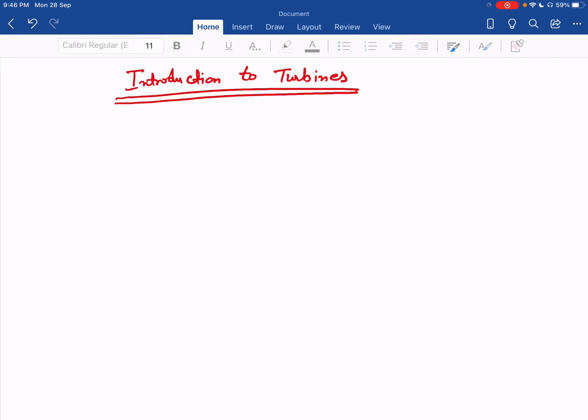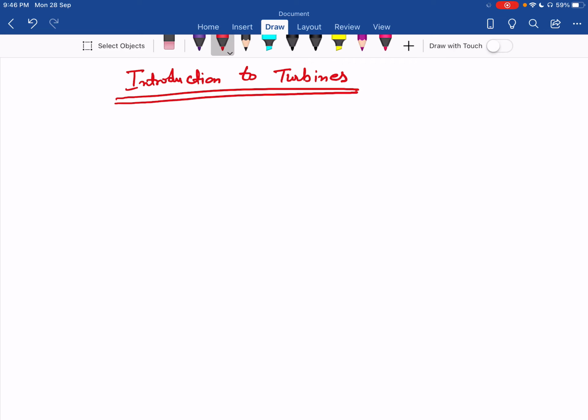So today we start with the fourth paragraph from your syllabus. That is regarding the turbines. Under that paragraph, first we take up the introduction to the turbines. We have different types of hydrodynamic machines.